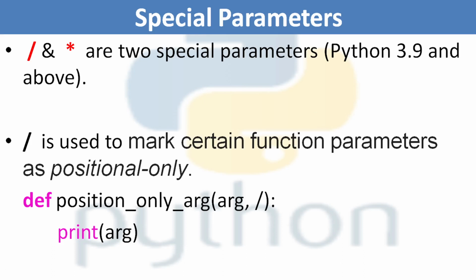If we want to pass certain arguments where we don't want to show the end user the argument's name, we can use this forward slash special parameter. This is a function def position_only_argument, arg, forward slash. The moment we use forward slash in a function, the arguments before this forward slash all become positional only, and if we try to print the arguments it will print the args. So let us take it in our IDE.